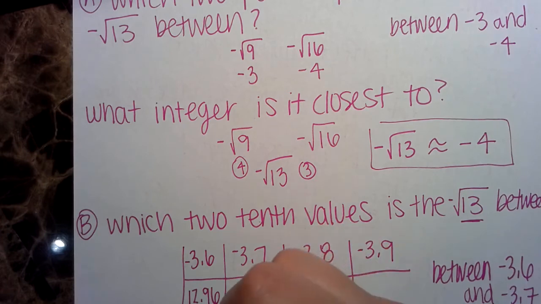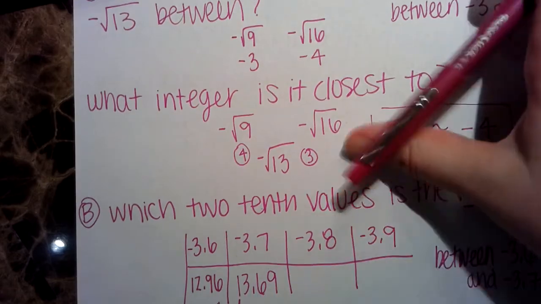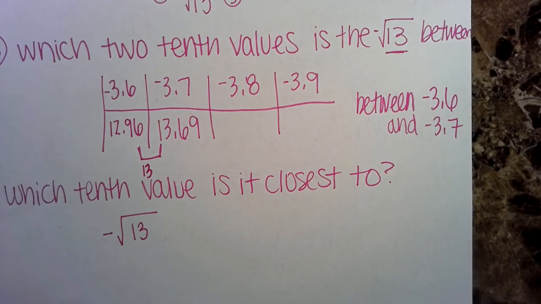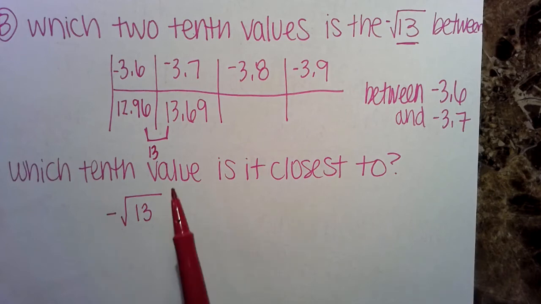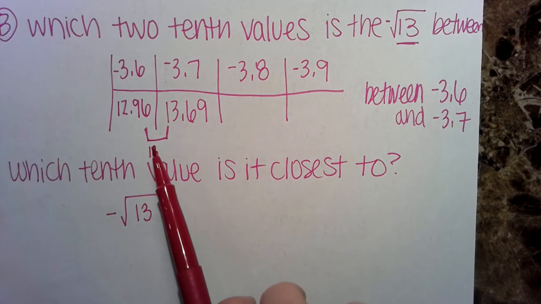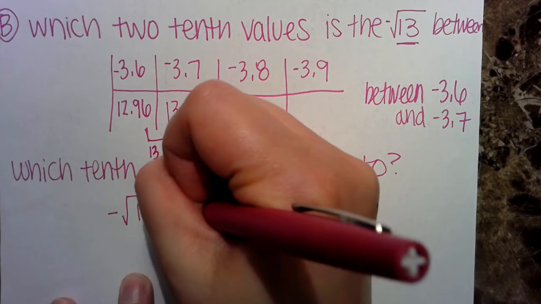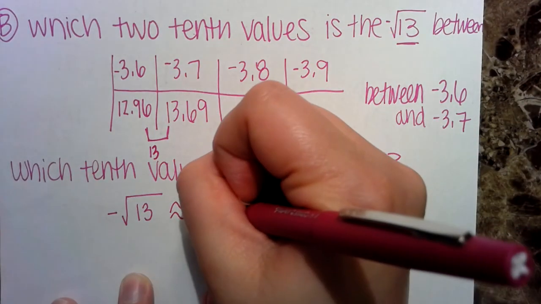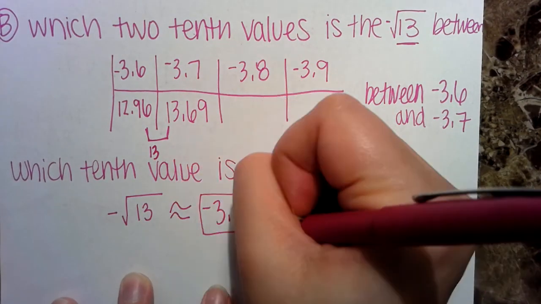Now what I'm going to do is figure out which tenth value it's closest to, and it's got to be 13. Let me look, sorry. It says which tenth value is it closest to. So I got 12.96 and 13.69. It's closest to 3.6. So I'm going to say it's approximately -3.6. So that would be your final answer.